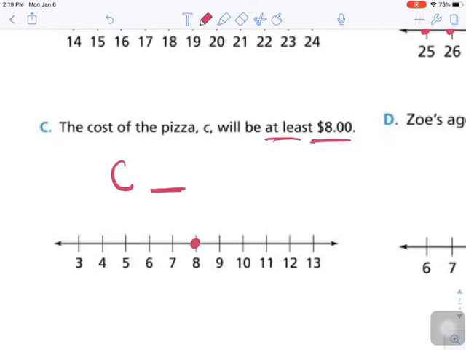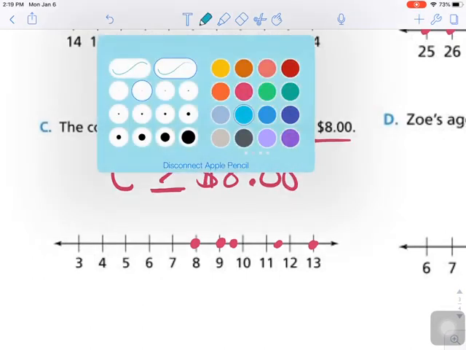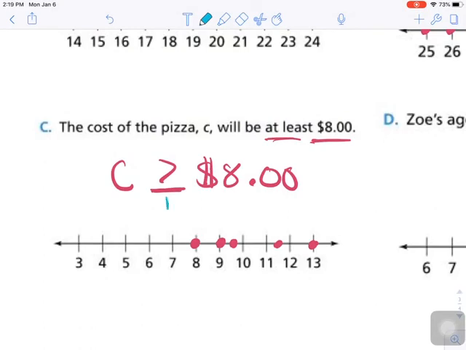But it could also be greater than. If it's saying it's at least something, that means it could be 8, but it could also be 9. It could be $9.50. It could be $11.50. It could be $13. So we want C to be greater than or equal to $8. Whenever we are including or equal to, we're saying that that number is a possible solution.